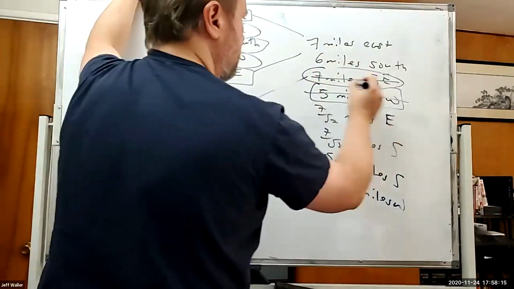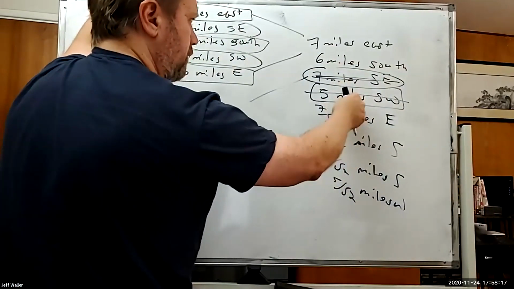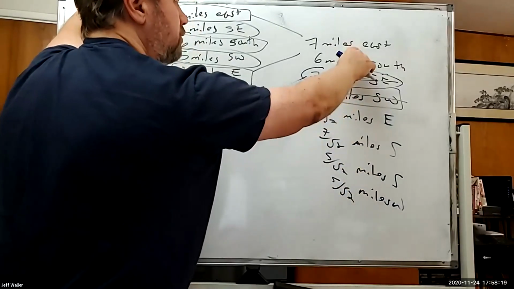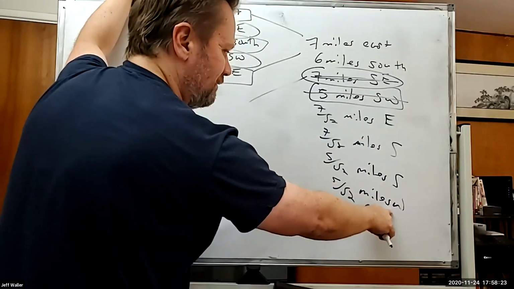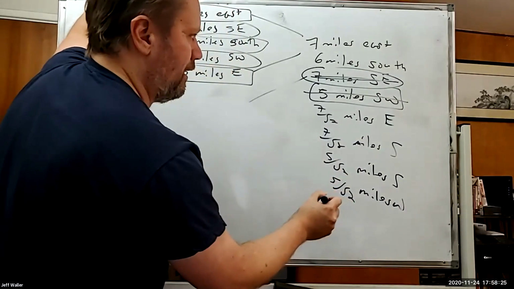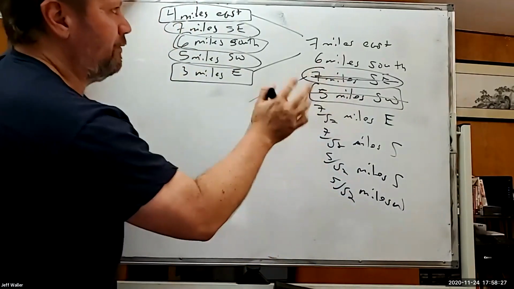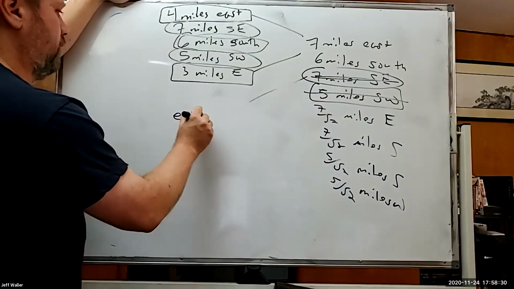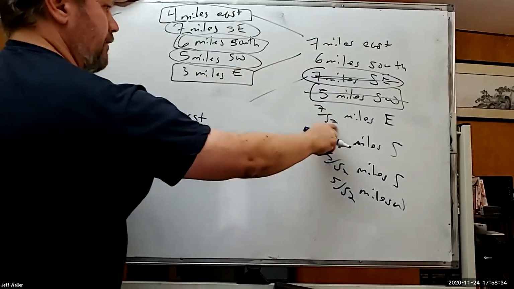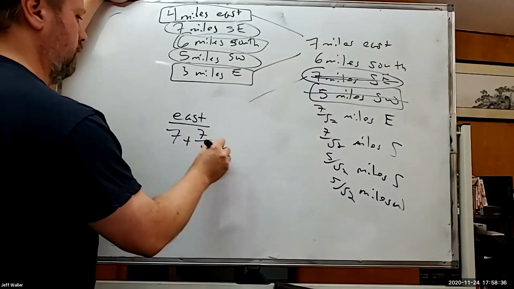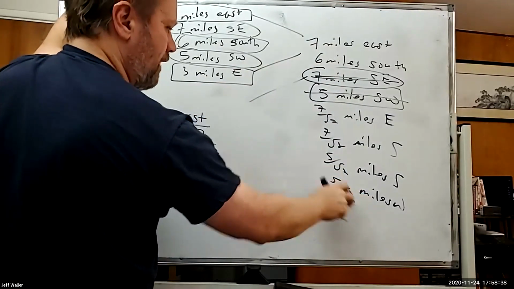So let me cross these out. I took this one, broke it up. I took this one, broke it up. And now don't all my easts and my wests, can't I put those together? So what do I got going east? I got 7 plus 7 over rad 2 minus 5 over rad 2.